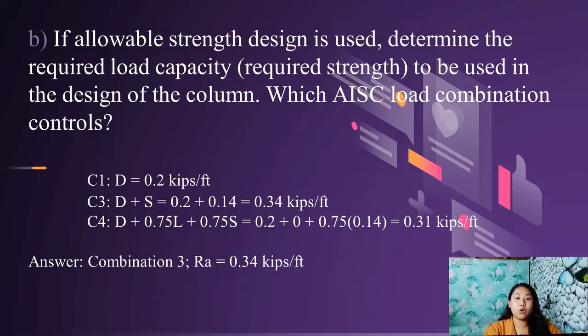Letter B. If allowable strength design is used, determine the required strength to be used in the design of the column. Which AISC load combination controls? As you can see, C1, C3, C4 only, because I just want to show you which one has the higher required strength. So our answer is combination 3, required strength 0.34 kilopascal per foot.